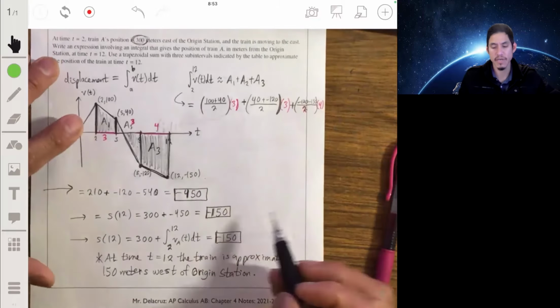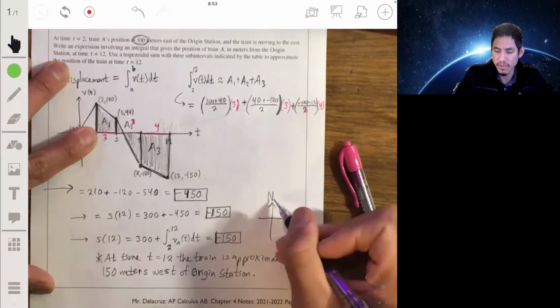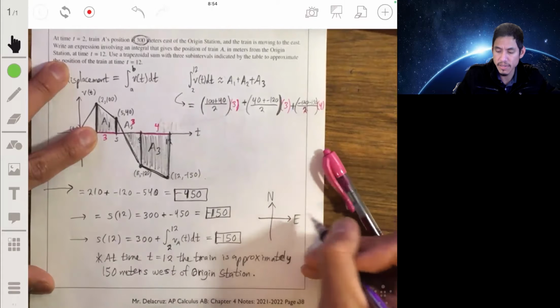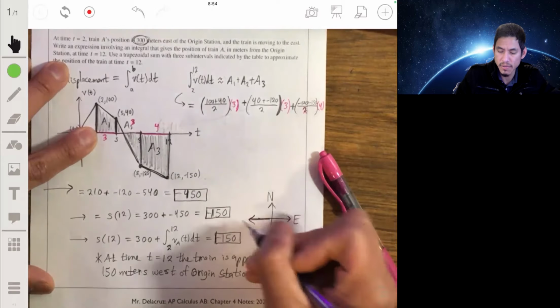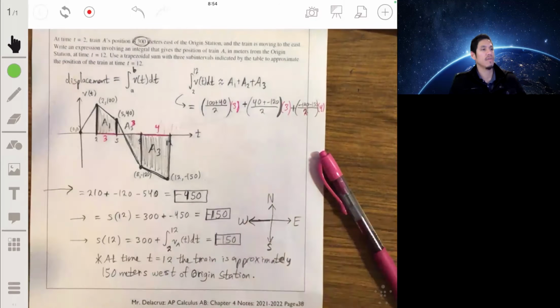If you need a little refresher as to why it's west, let's draw a little compass. North, east. This west can correspond to the negative direction of our Cartesian plane XY axis.